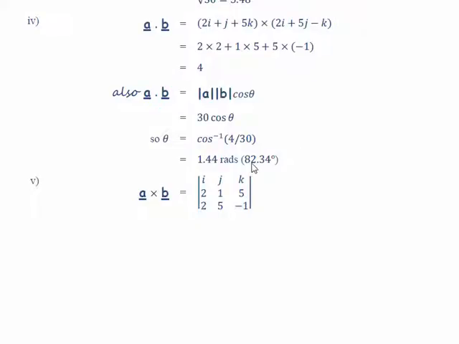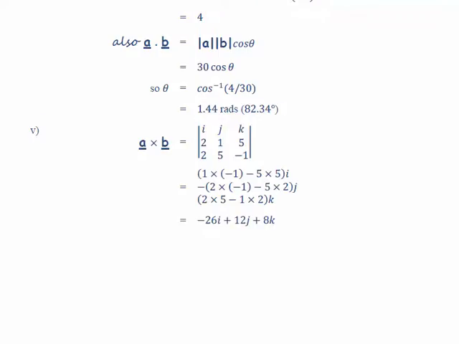To find the value of the determinant, you take i times 1 times minus 1 minus 5 times 5, and then minus j times 2 times minus 1 minus 5 times 2, plus k times 2 times 5 minus 1 times 2, which gives us minus 26i plus 12j minus 8k.